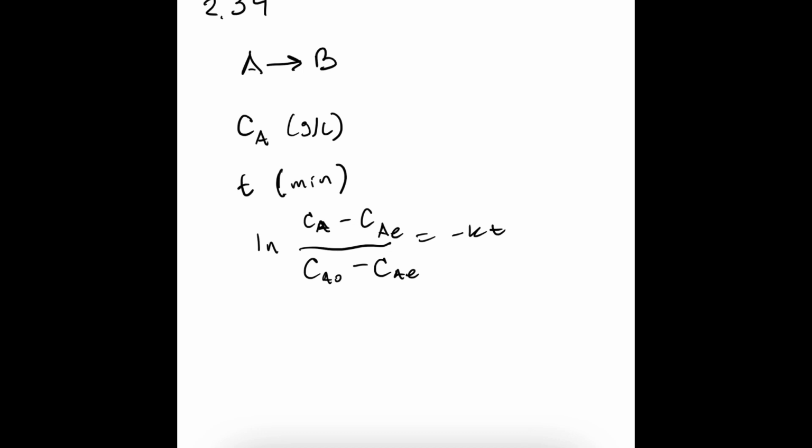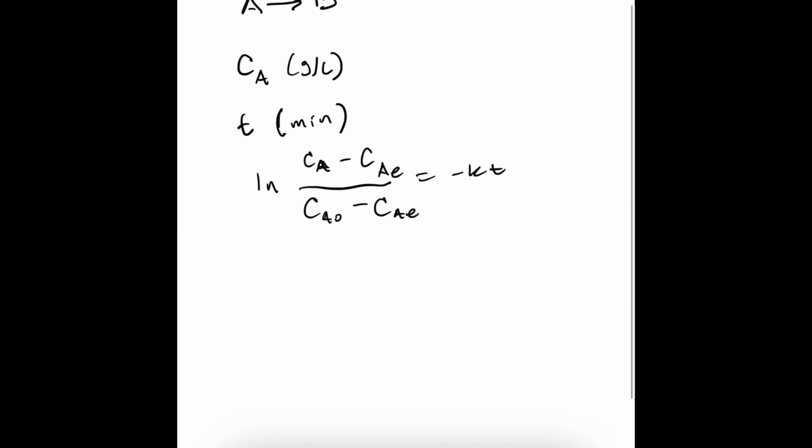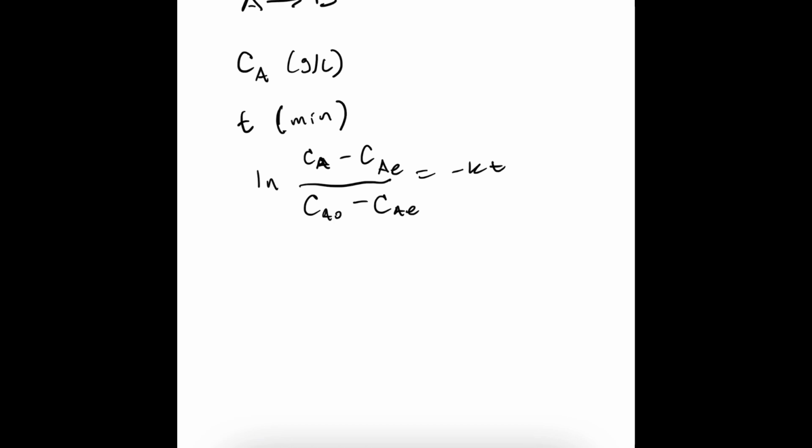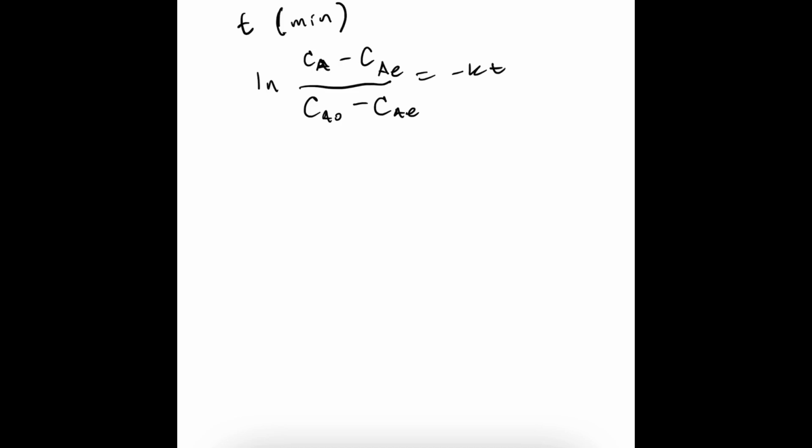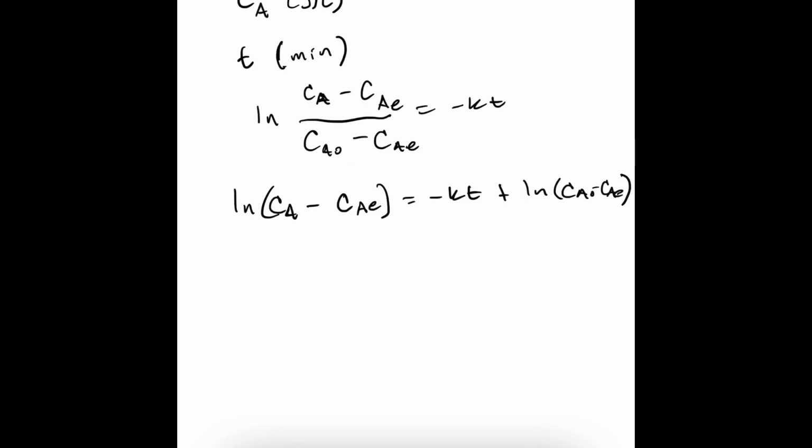Okay, so we need to convert this into a linear relationship, and then we can make it look a little more like a line here. So we can say the natural log of Ca minus Cae equals minus kt plus the natural log of Ca naught minus Cae. So we have something that looks a lot like a line here.